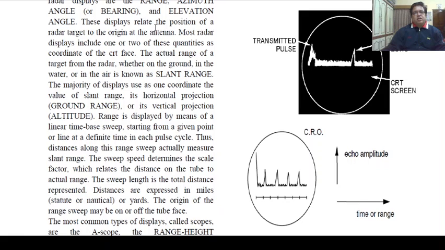These displays relate the position of a radar target to the origin at the antenna. Most radar displays include one or two of these quantities as coordinates of the CRT face. The actual range of a target from the radar, whether on the ground, in the water, or in the air, is known as slant range.